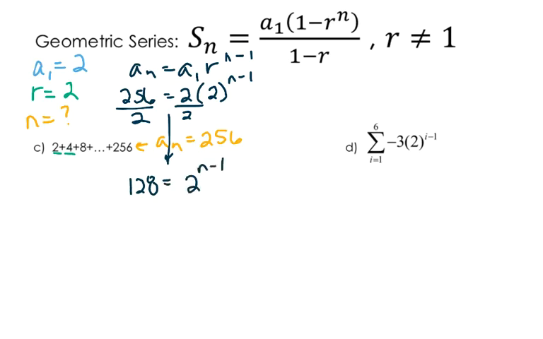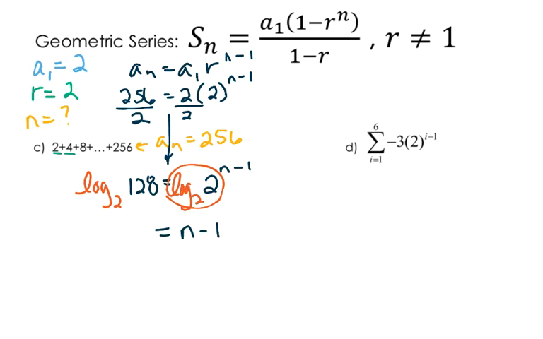Now, since my variable is up in the exponent, I'm kind of stuck. So in order to solve this, I can log base 2 both sides. And the reason I'm picking a base 2 is because I want all of this stuff to just disappear so that my right side is just a plain old n minus 1. Remember from the log chapter, you can type log 128 divided by log 2 into your calculators. So take a minute, try that. You'll find out that that is equal to 7 is equal to n minus 1. So my n is 8.